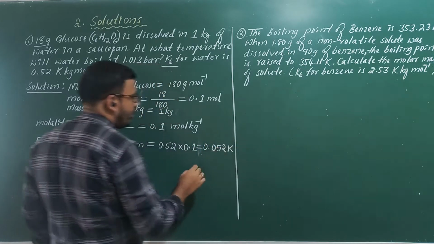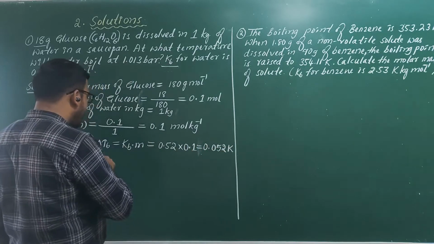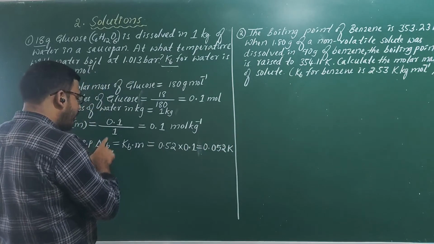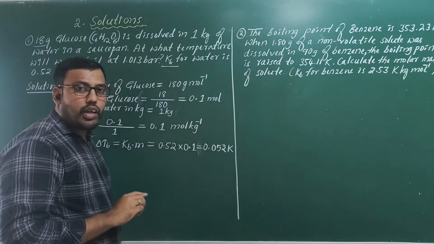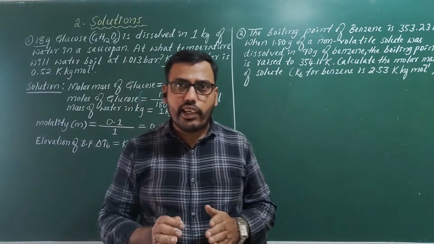0.052 Kelvin. Kelvin, because it is elevation in boiling point. Boiling point is a temperature, and the unit of temperature is Kelvin. So now I have got the value of delta TB.